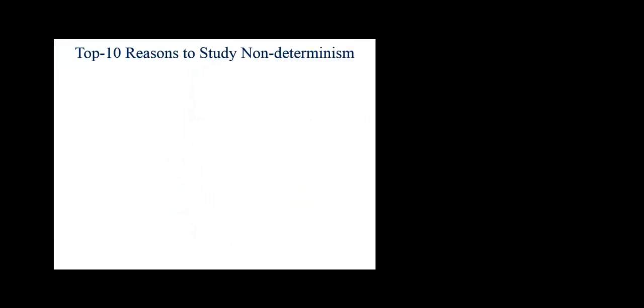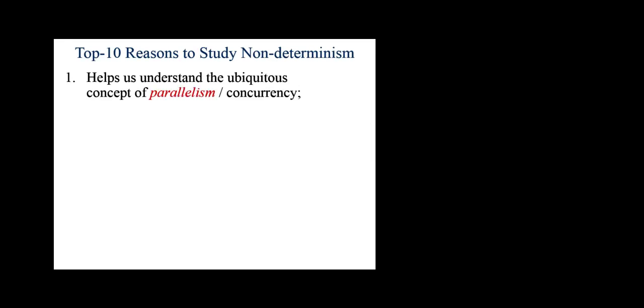All right, so the top 10 reasons for using non-determinism or studying it. So it helps us understand the concept of parallelism or concurrency. And everything in the universe is concurrent, right? Even in our heads, our brains do thousands of things concurrently. On your iPhone, your smartphone, you have hundreds of threads running concurrently. On your PC, same thing. Every operating system has multiple processes running concurrently, up to hundreds of them or even thousands of them, right?